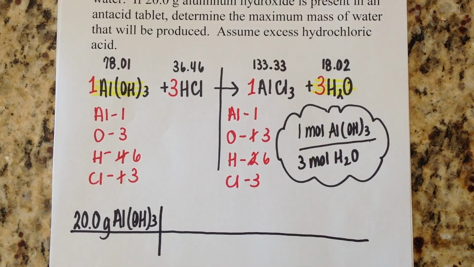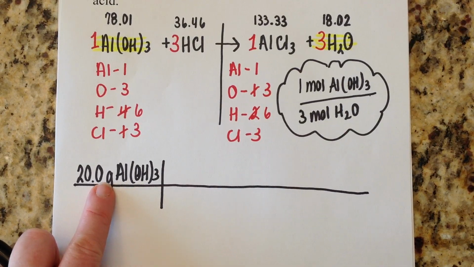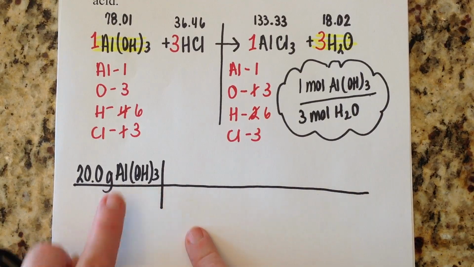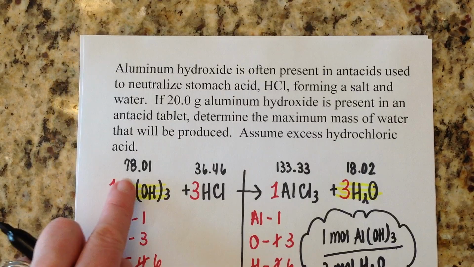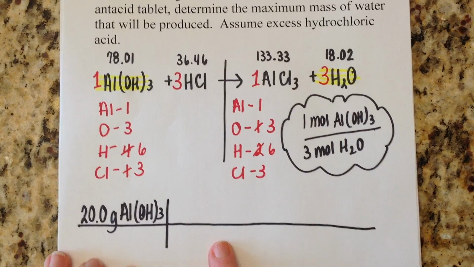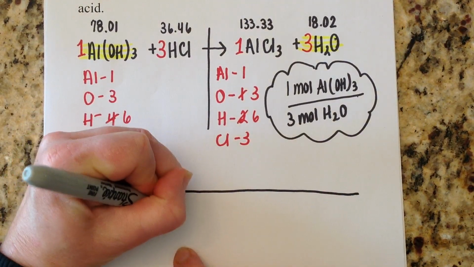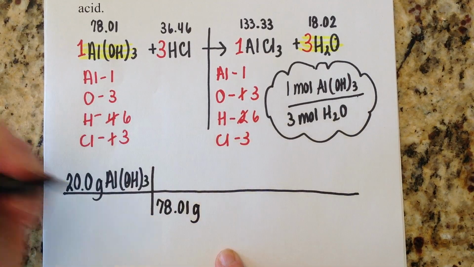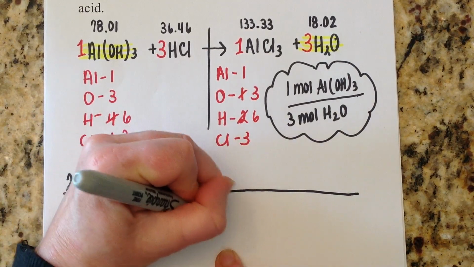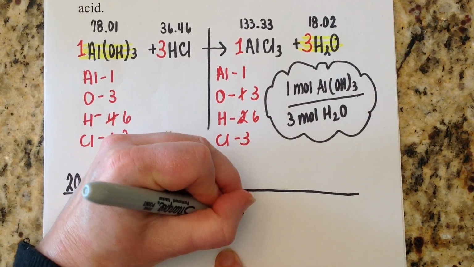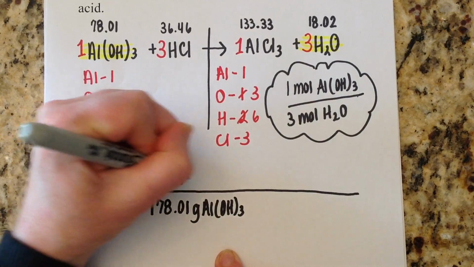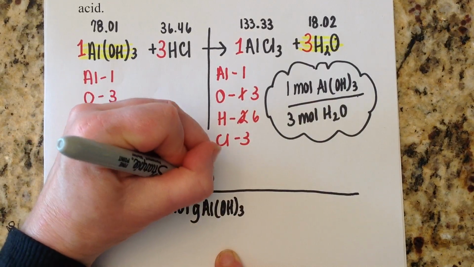Now, because the given is in grams, I cannot multiply by the mole to mole ratio yet, because a gram is not going to cancel with a mole. So I need to convert using the molar mass from gram to mole. I've already found the mass of aluminum hydroxide. It was 78.01. So there's 78.01 grams of aluminum hydroxide per mole of aluminum hydroxide.